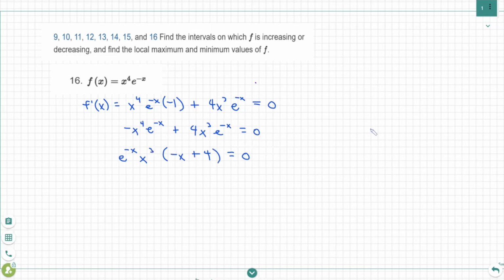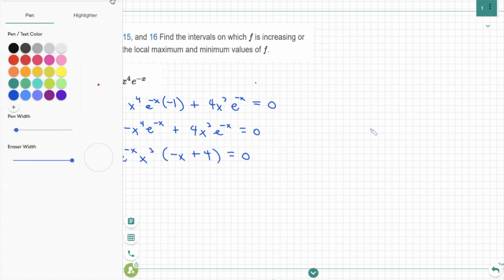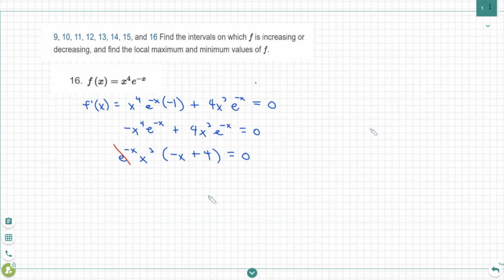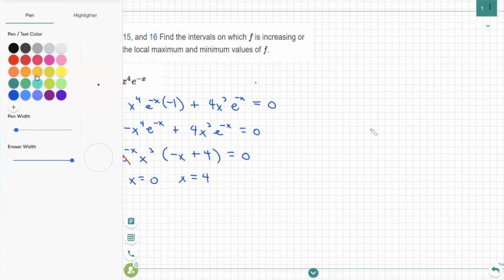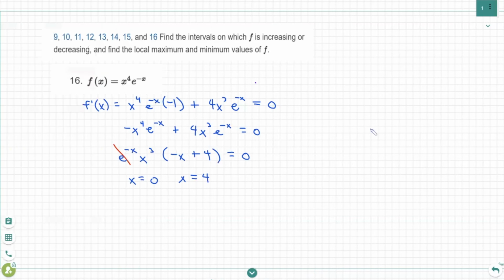What do we figure out here? You can just ignore that e to the negative x. So then what's the solution? You flip the signs, so it would be positive 4. Plug in 4, you get 0, right? And then what else? x would be equal to 0 as well because of the x cubed term. So now we have our critical points. Then what can we set up? Our number line.